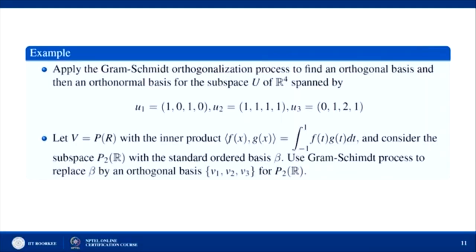So, that means u1, u2 up to um, and then um plus 1 and so on up to um plus p, that will be the equivalent orthonormal basis of that finite dimensional vector space. So, these are a few examples based on this. Let us discuss the first one. The second one can be obtained similarly.